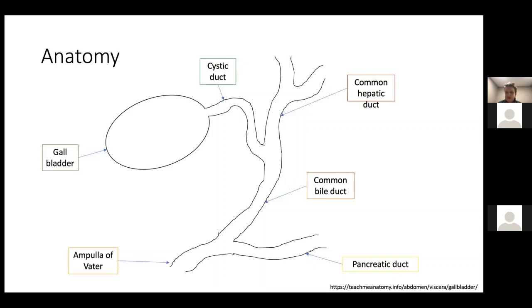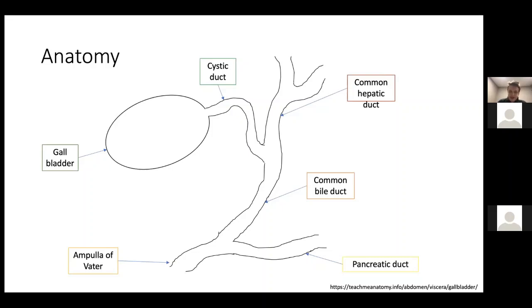Okay. So the gallbladder, like I said, on the left, that's the gallbladder. The cystic duct comes from the gallbladder and meets the common hepatic duct. The common hepatic duct further up is the left and right hepatic ducts. And then it goes into the common bile duct, where it meets the pancreatic duct at the ampulla ovata, where it goes into the duodenum.